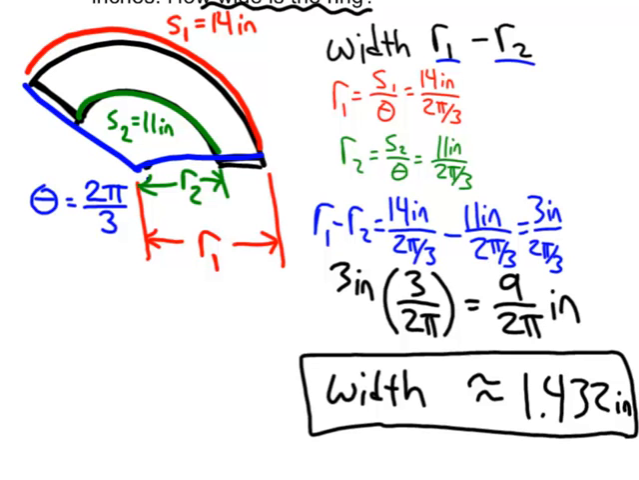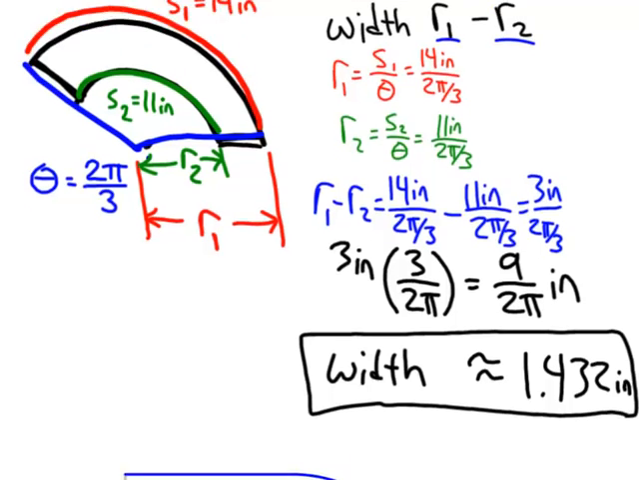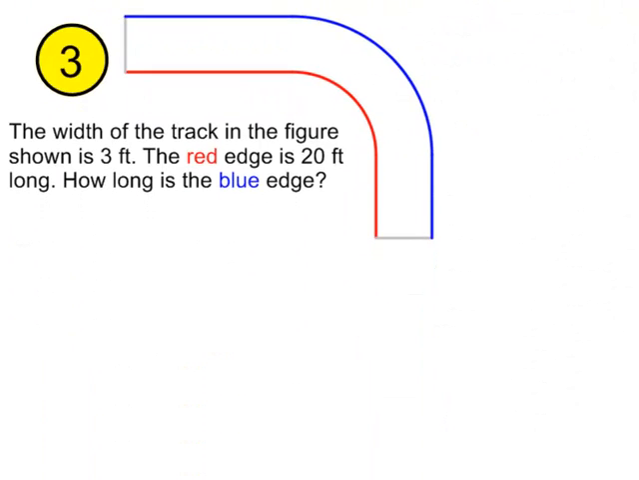All right, let's go on to the last example. The width of the figure in the track shown is 3 feet. Last time we were asked to essentially find the width of that ring or that track, if you want to look at it that way. This time we're given the width. It's given to be 3 feet wide, and the red edge is 20 feet.